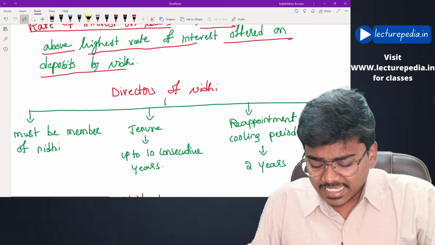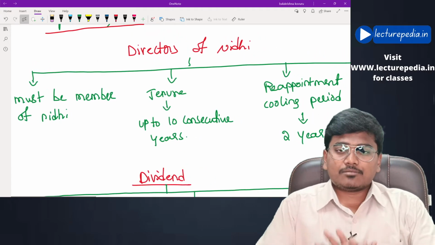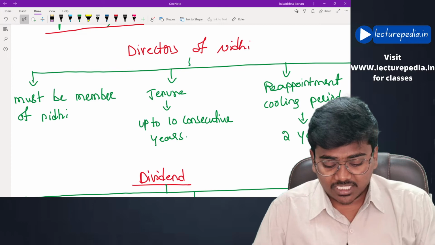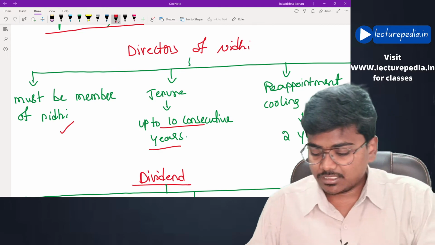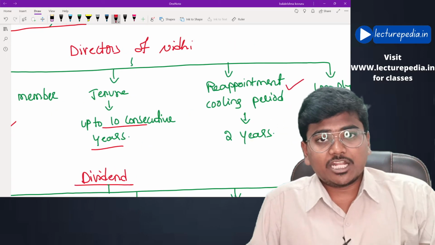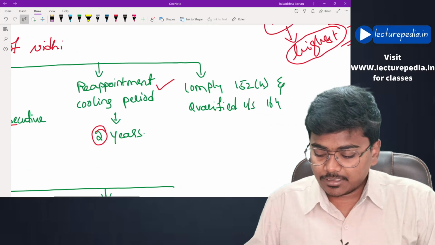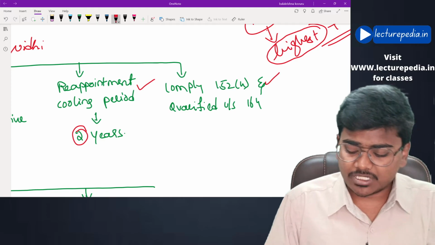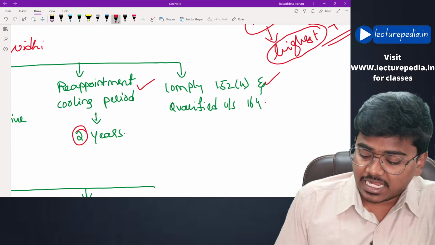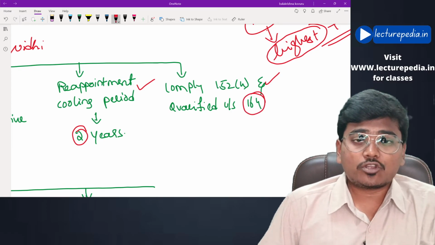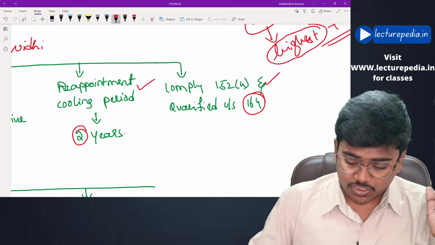Next, directors of Nidhi. First of all, the person whom you are going to appoint director of a Nidhi must be member of the Nidhi. That is the first requirement. Next, the tenure of the director will be up to 10 consecutive years, and reappointment, you can reappoint the director only after cooling period of 2 years, and the director must comply with the requirements of section 152, and he should be qualified. Okay, he should not be disqualified under section 164. Under section 164 of Companies Act, we are having disqualifications. This director should not meet with those disqualifications.